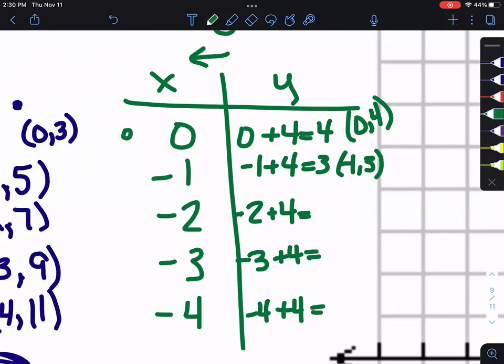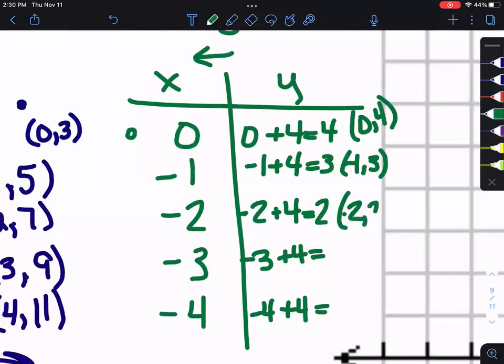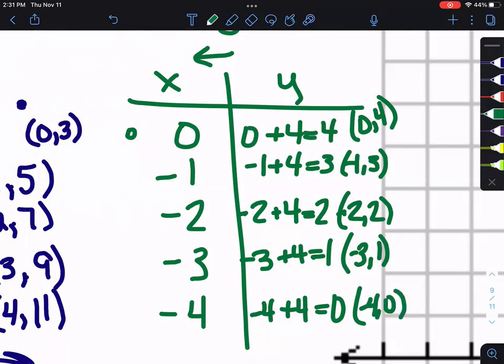-2 + 4 is 2. So we're going to have the ordered pair -2, 2. -3 + 4 is 1. So -3, 1. -4 + 4 is 0. So the ordered pair -4, 0. So now we have 5 new points that we can graph, keeping in mind that when we graph 0, 4, we're going to use an open circle.